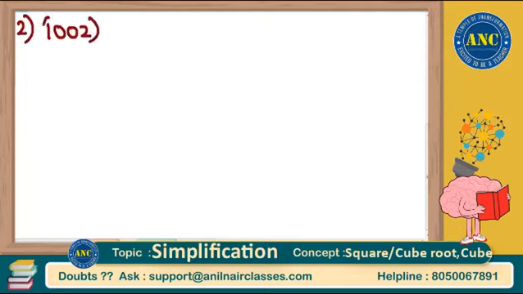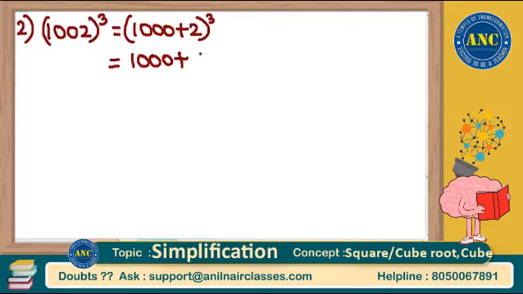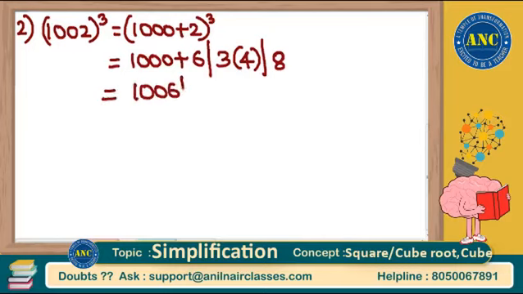1002 whole cube, let us take. 1002 whole cube is (1000 plus 2) whole cube. b value is 1000, x value is 2. b plus 3x: 1000 plus 3 into 2, which is 6. 3x square: 3 into 2 square, which is 4, slash x cube. 2 cube is 8. If I simplify, this is 1006, 3 into 4 is 12, and 8 I will write as it is.